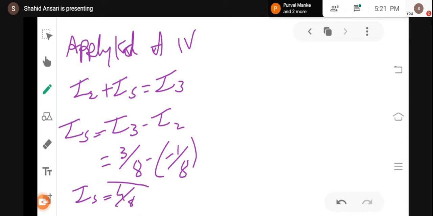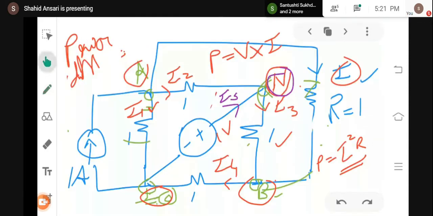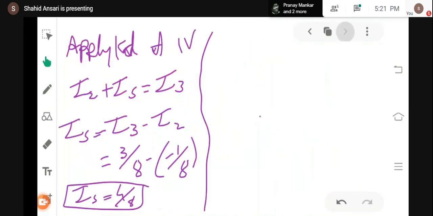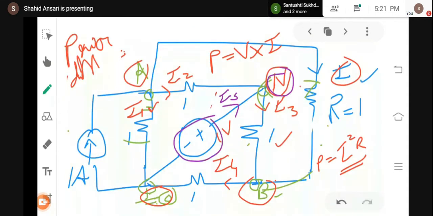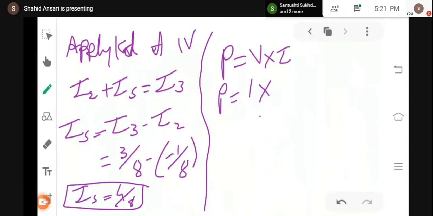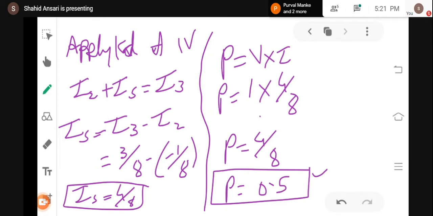4 by 8. This is the value of IS. Now after getting the value of IS, the current, for the particular formula, I will simply write power equals V into I. What is the voltage? Voltage is 1. 1 volt is the voltage of this particular voltage source. Multiply by IS, which is 4 by 8. So the power delivered is 4 by 8, or in decimal, you can simply write 0.5. Check this out. Is it correct?